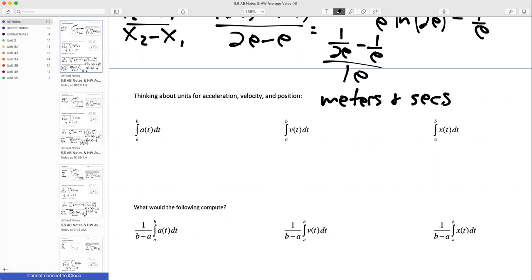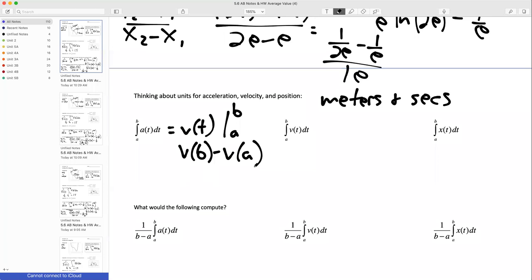If I have the integral from A to B of the acceleration, if I integrate the acceleration, what do I get? I get the velocity evaluated from A to B. So this would be V of B, plugging in the bounds, minus V of A. The antiderivative of the acceleration is the velocity because what's the derivative of the velocity? Acceleration. Therefore, the antiderivative of the acceleration is the velocity.